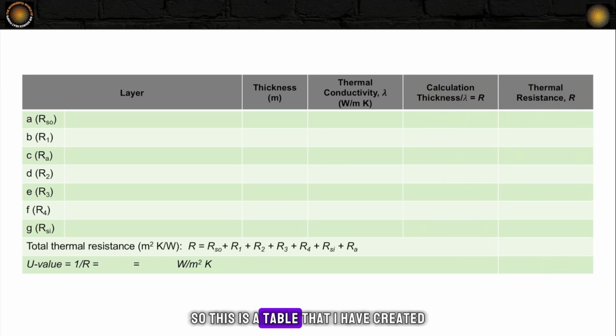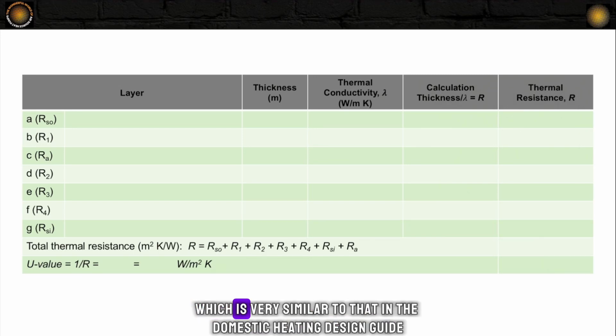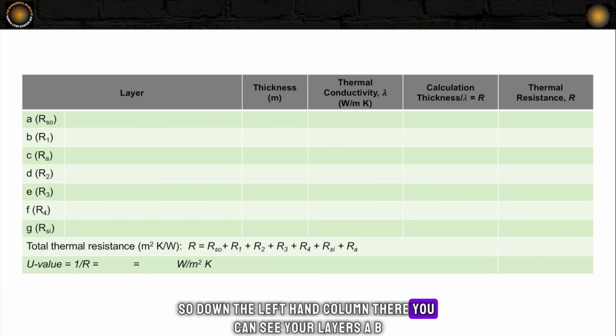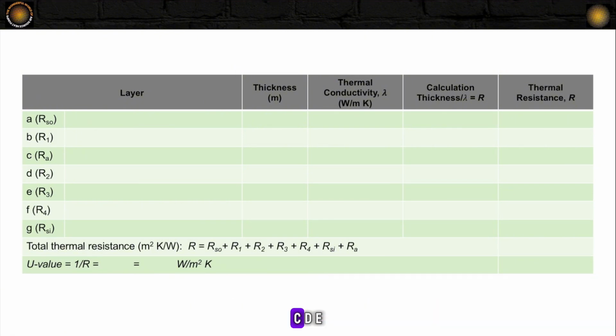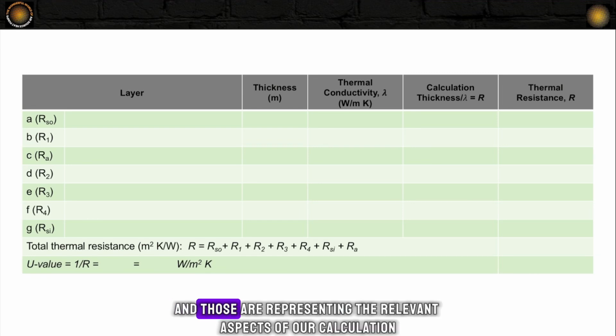So this is a table that I have created, which is very similar to that in the domestic heating design guide. So down the left-hand column there, you can see your layers A, B, C, D, E, F, and G, and those are representing the relevant aspects of our calculation.